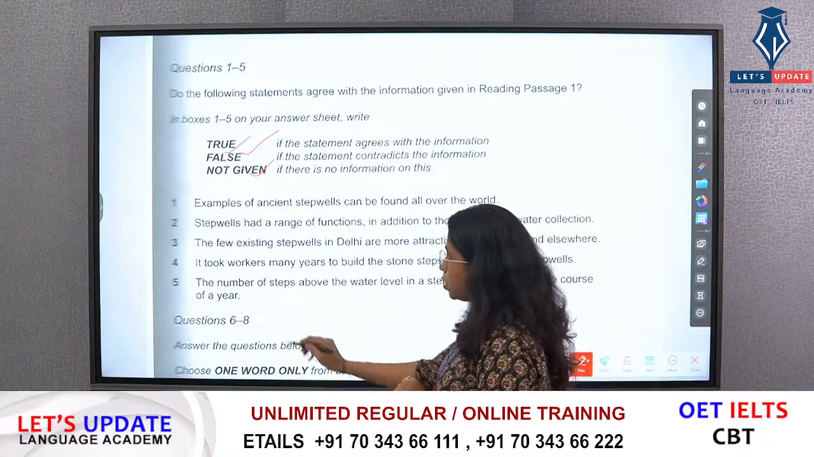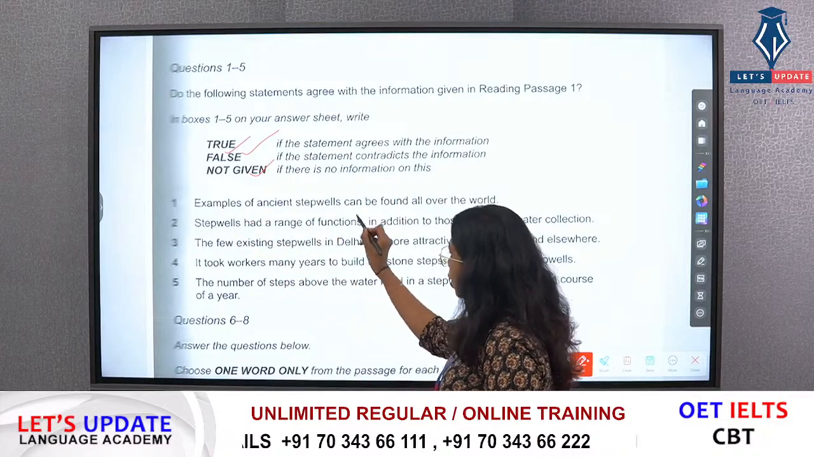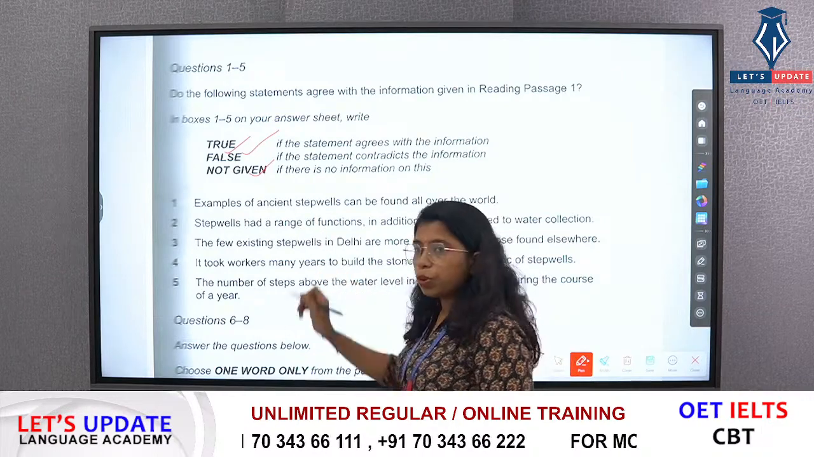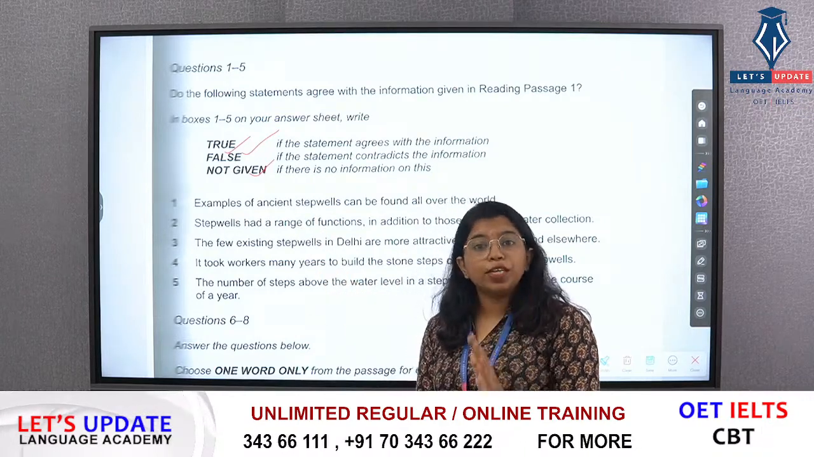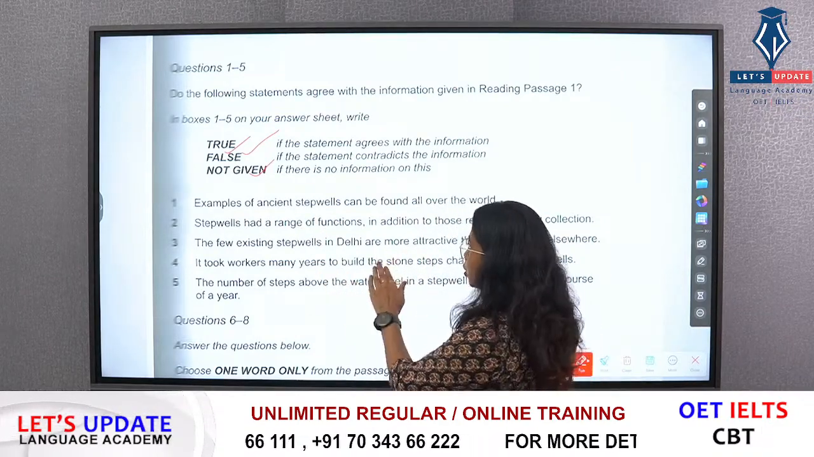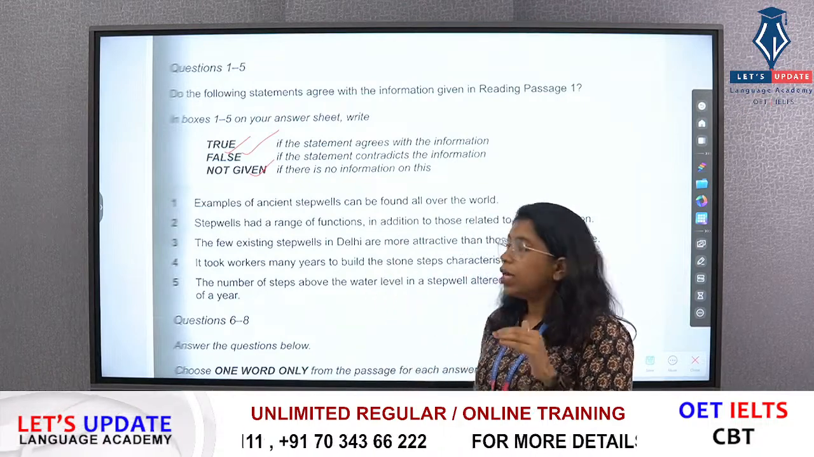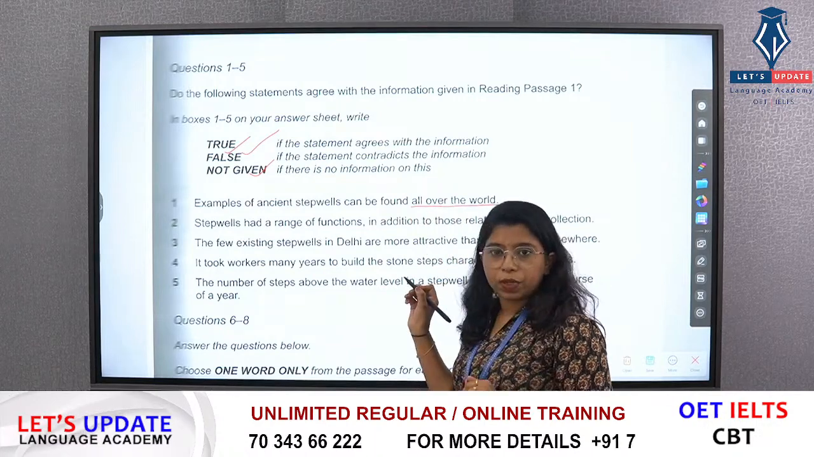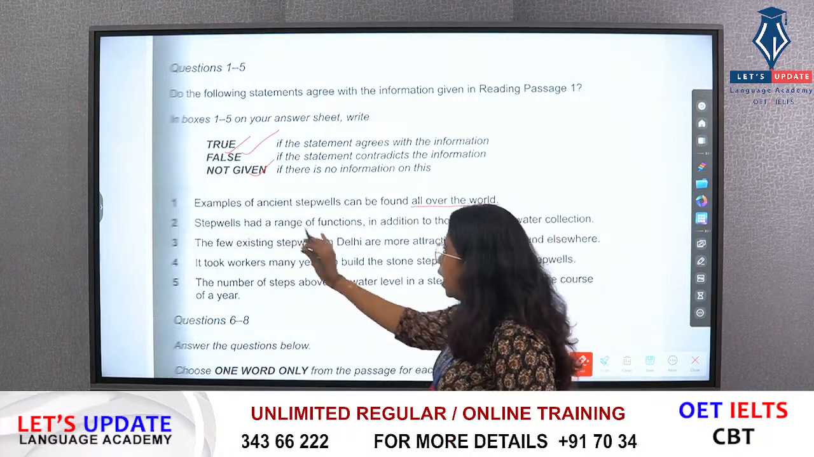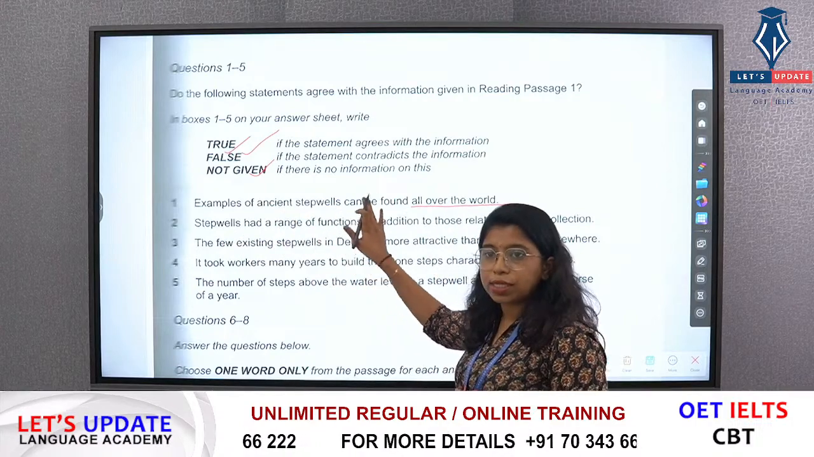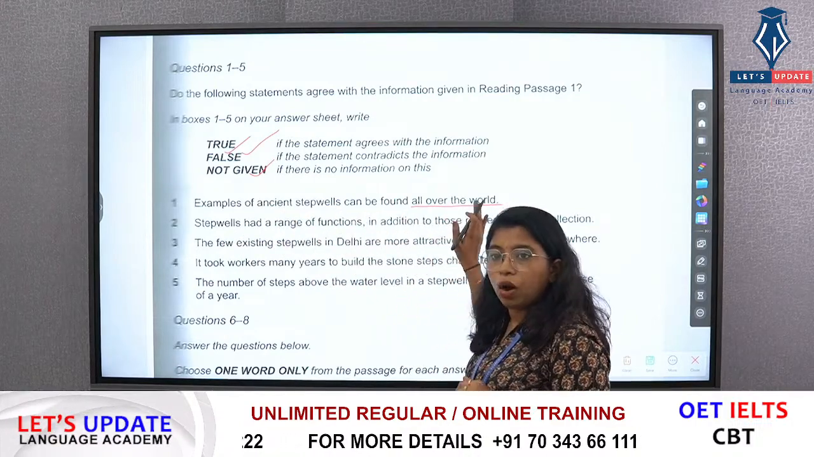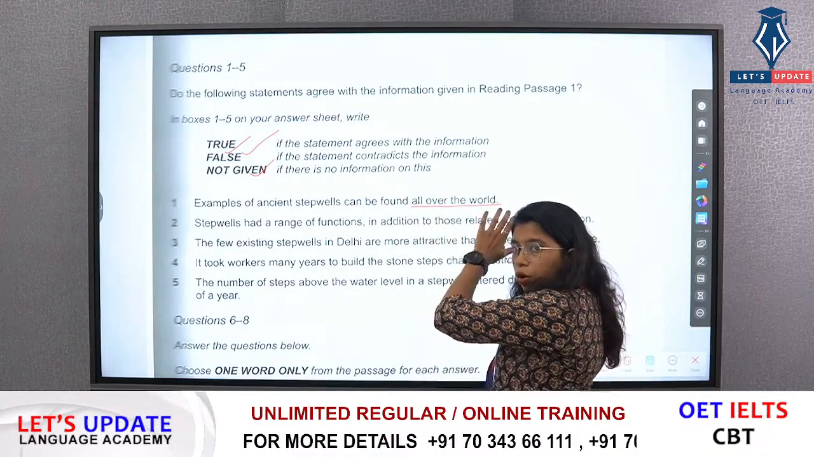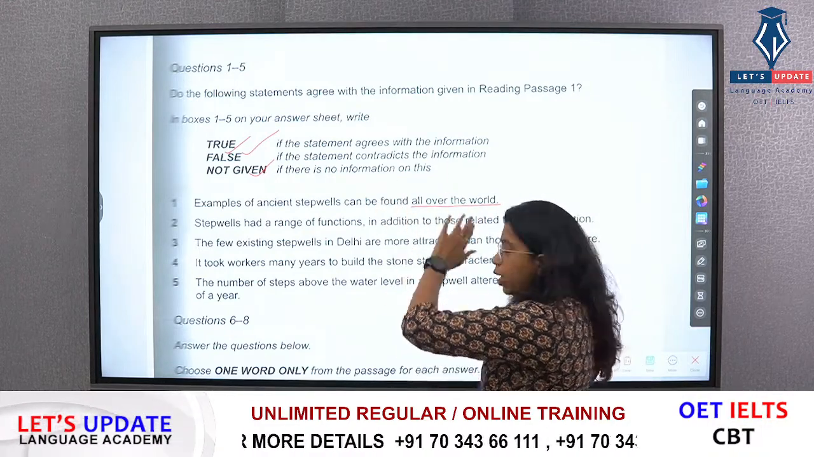This is the first question: Examples of ancient stepwells can be found all over the world. We have to underline the keywords. That is the first thing you have to do. When you get a question, you have to find the stem words, and these are the keywords. Here I marked the keyword as 'all over the world'. Now we can go to the passage.